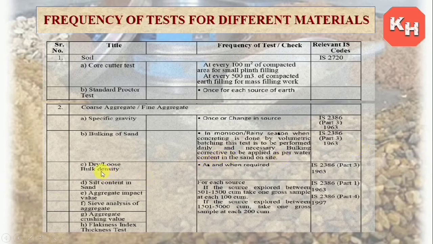Now we will check dry or loose bulk density. This test is done as and when required. This is as per IS 2386 part 3 1963.